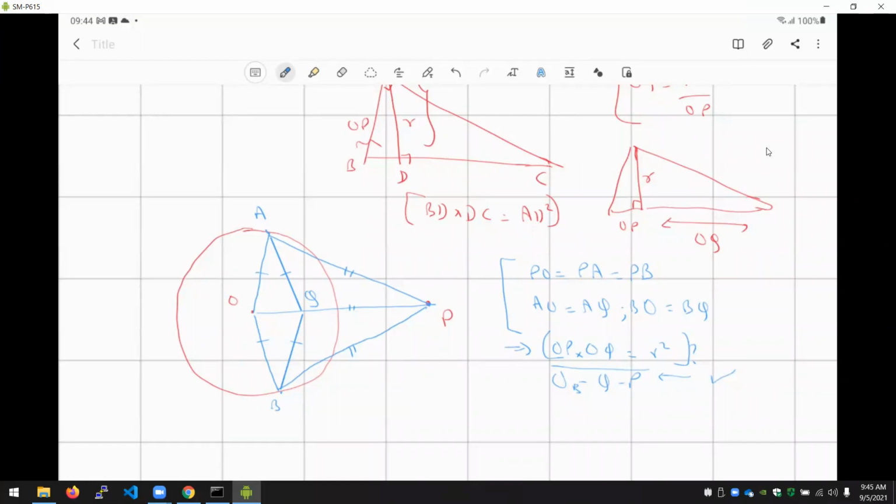Sir, here quadrilateral AOBQ is a rhombus. Yes, correct. So the diagonals will be perpendicular bisectors. So OP will bisect AB. OP will bisect AB, correct. So Q belongs to OP.